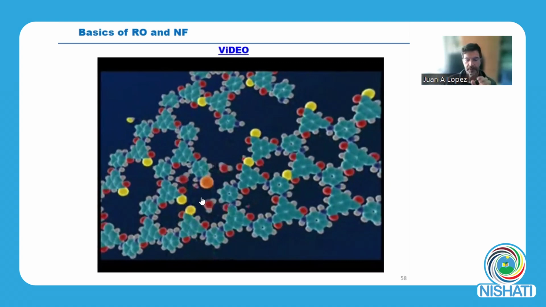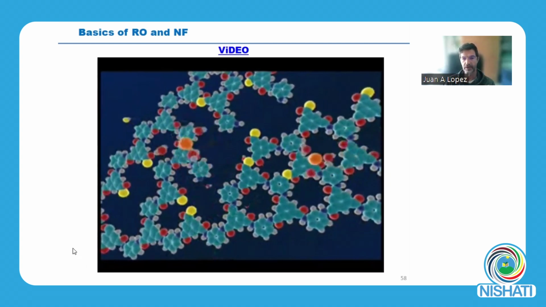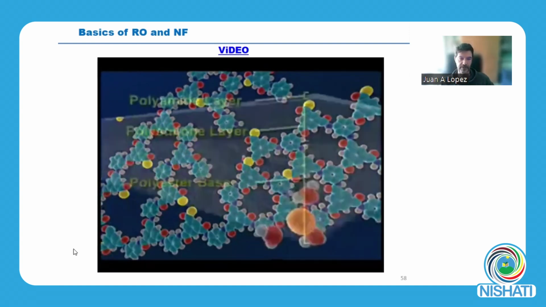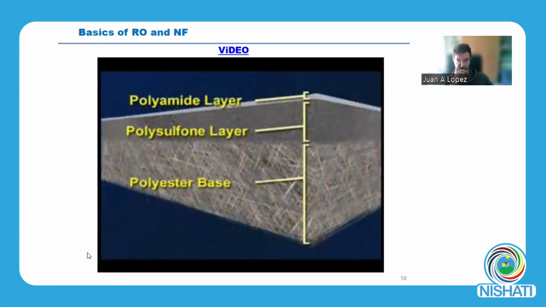Sorry, just a break. Here you can see this orange ball is maybe an element like sodium chloride, and it's surrounded by water. So the ions are rejected at the surface of the membrane because they are surrounded by water, but they cannot pass through because they don't have hydrogen bonds that can combine with the molecules of the membrane.